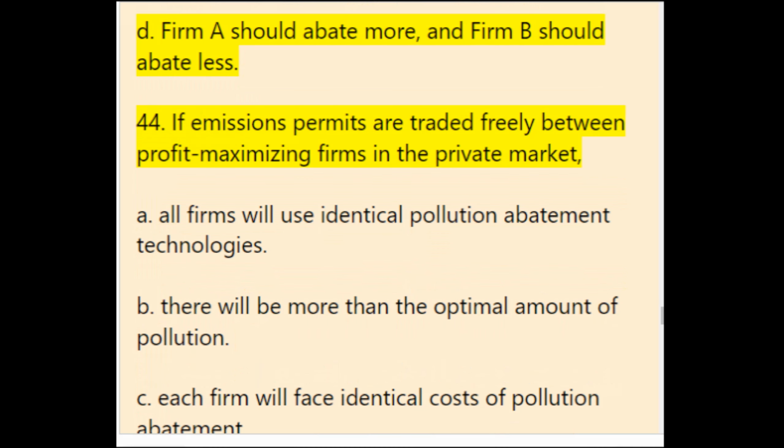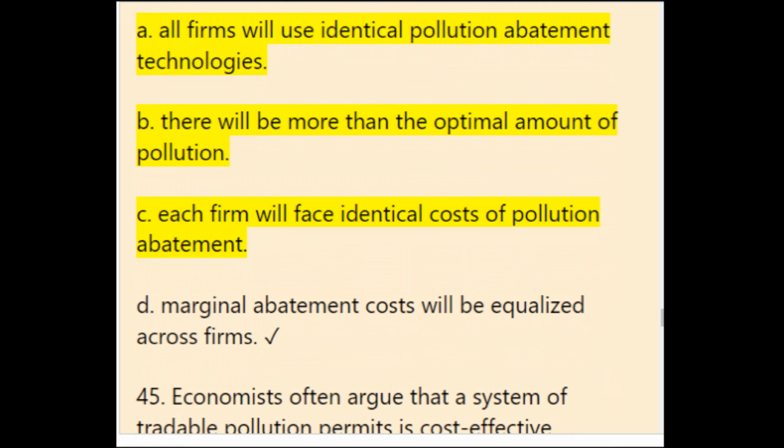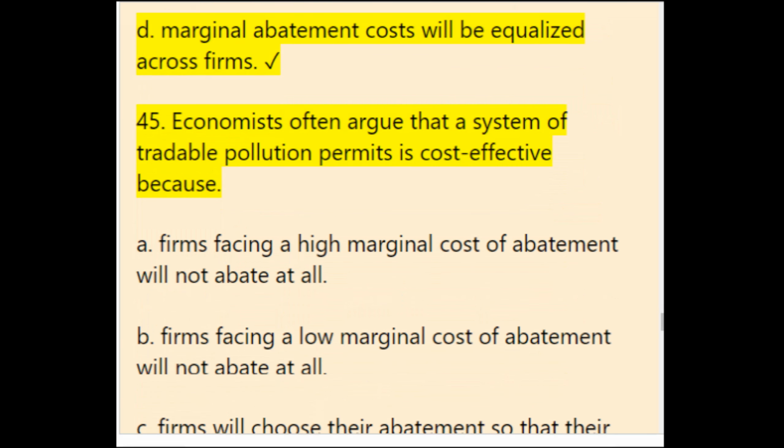44. If emissions permits are traded freely between profit-maximizing firms in the private market: A. All firms will use identical pollution abatement technologies. B. There will be more than the optimal amount of pollution. C. Each firm will face identical costs of pollution abatement. D. Marginal abatement costs will be equalized across firms.